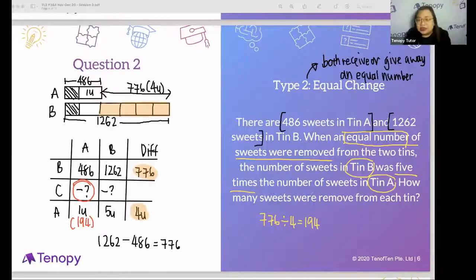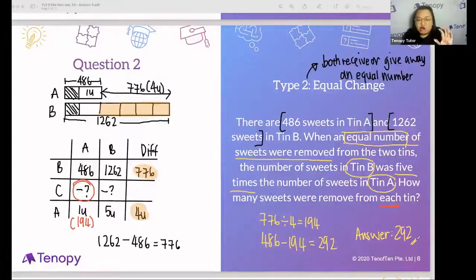And since the keyword is each, please do not take the total and minus for me. I want to find each team, not both teams. Okay, so we can take 486 take away 194. That way the difference will be 292. And that will be my answer. That's it. Pretty straightforward, right?